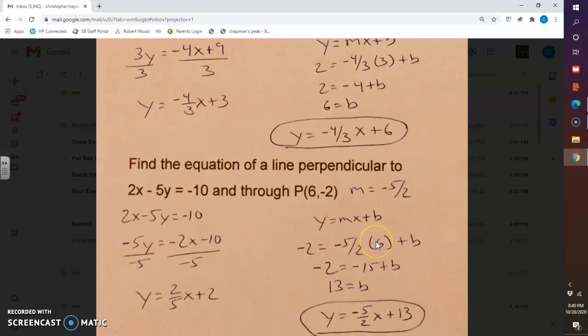I plug 6 in for my x coordinate, and -2 in for my y coordinate. -5/2 times 6 is -15. So -2 equals -15 plus b. We add 15, we get 13, and my b equals 13. Therefore, my answer is going to be y equals -5/2 x plus 13.